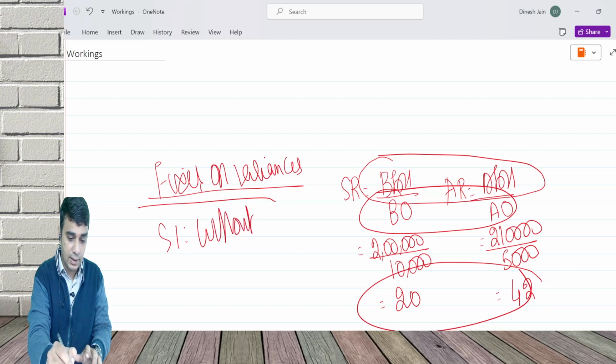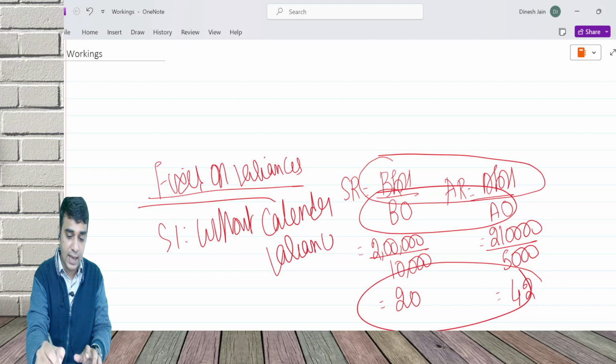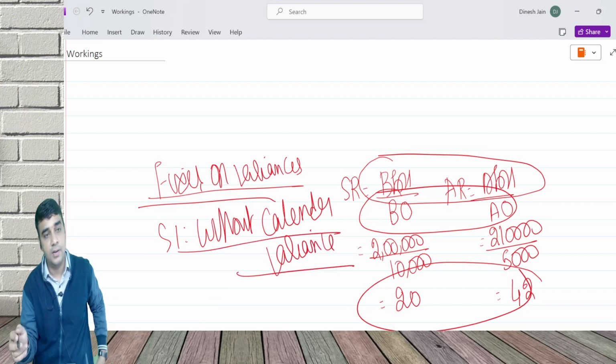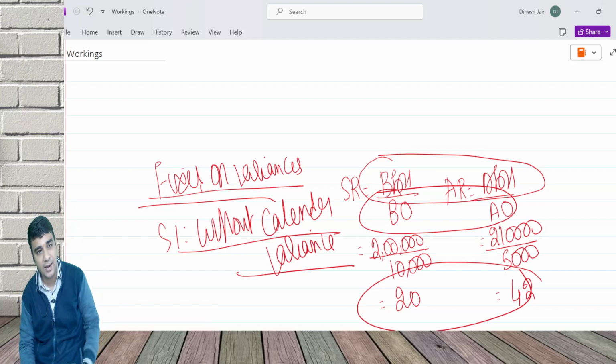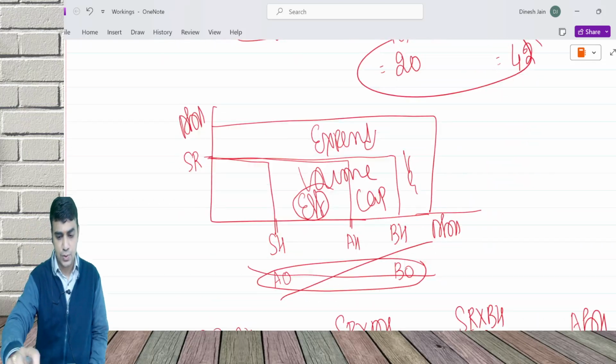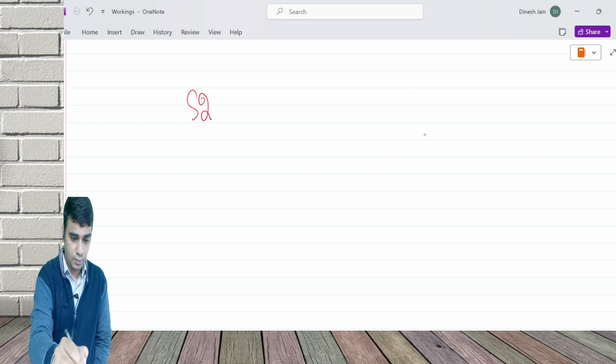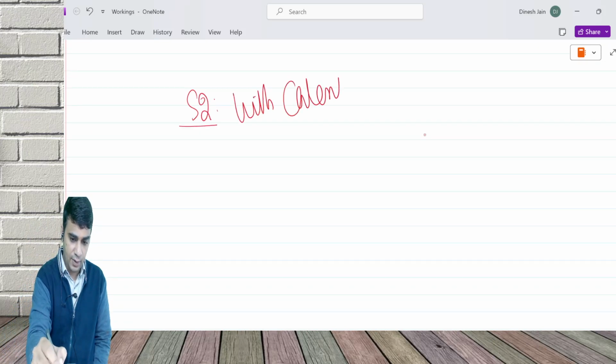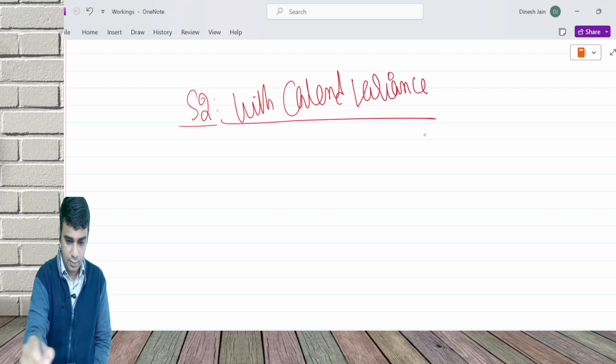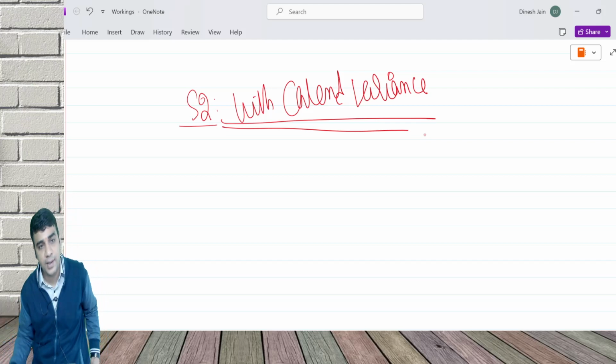Without calendar variance. What is this without calendar? With calendar, I'll explain later. Without calendar variance. Situation 2: with calendar variance.